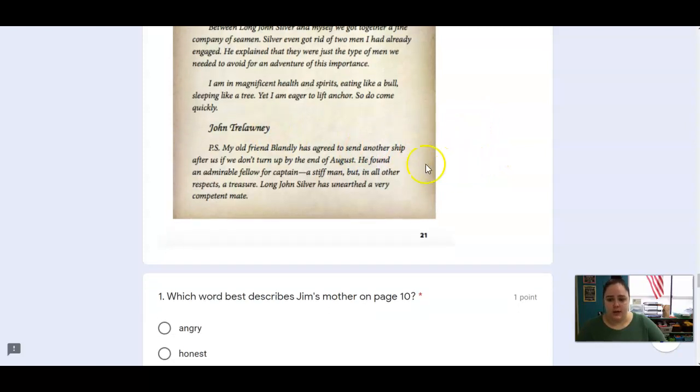John Trelawney. P.S. My old friend Blandy has agreed to set another ship after us if we don't turn up by the end of August. He found an admirable fellow for captain, a stiff man, in all other respects a treasure. Long John Silver has unearthed a very competent mate.